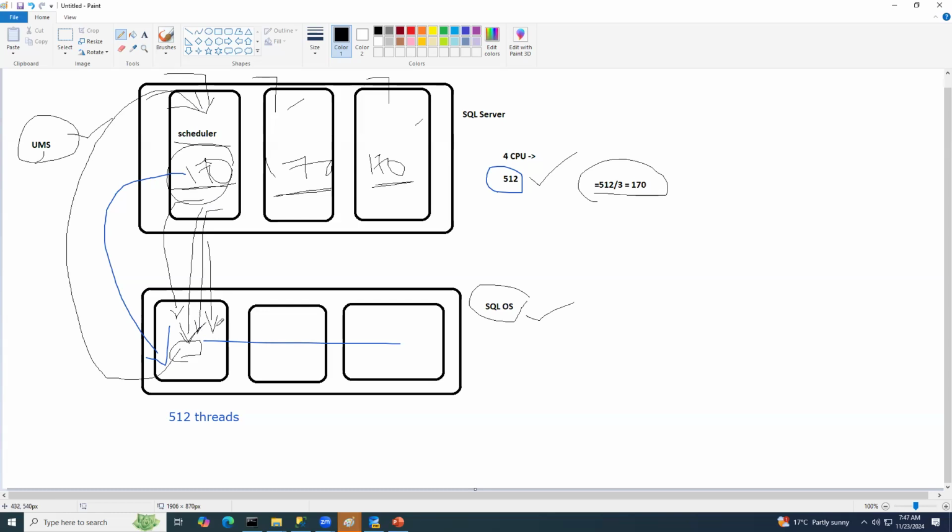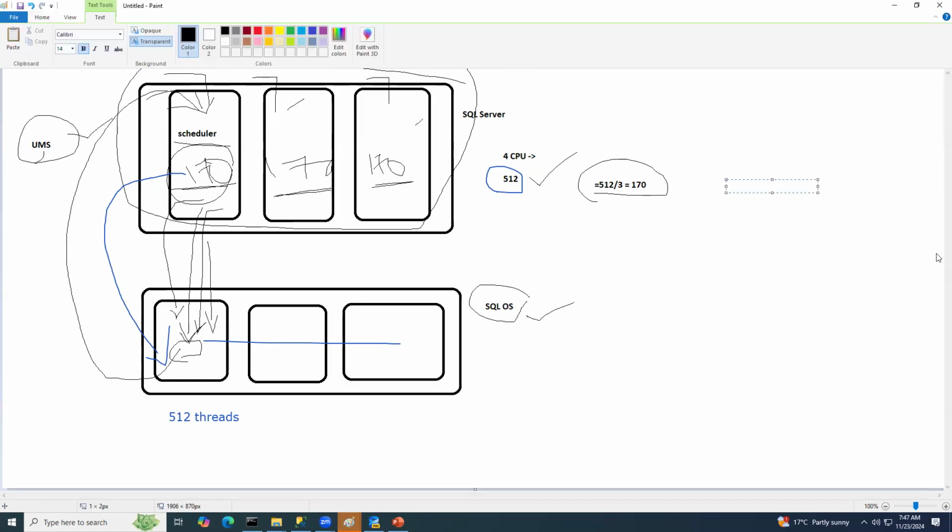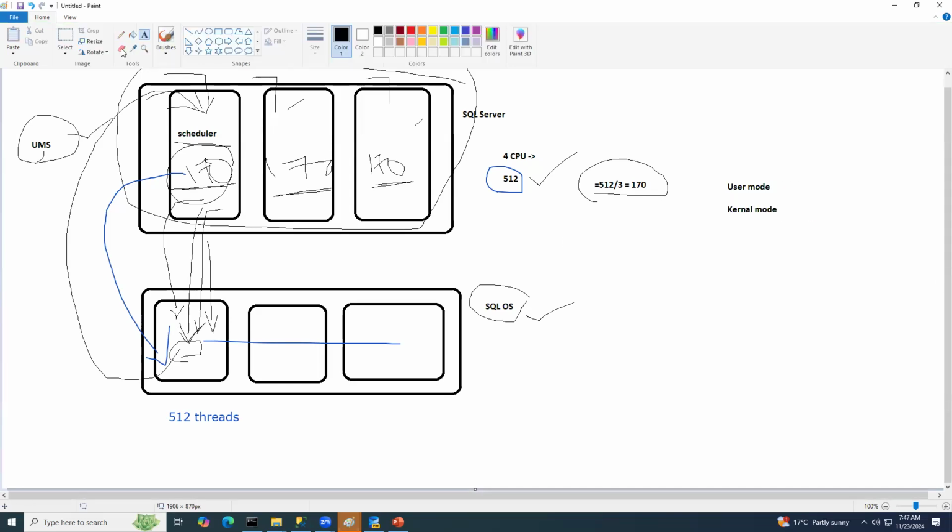That is the reason we call UMS a user mode scheduler. User mode is basically the SQL layer. We have a scheduler which manages our thread execution, so that we are controlling the CPU usage. The scheduler is basically in user mode. There are two modes: one is user mode, and the second one is kernel mode.